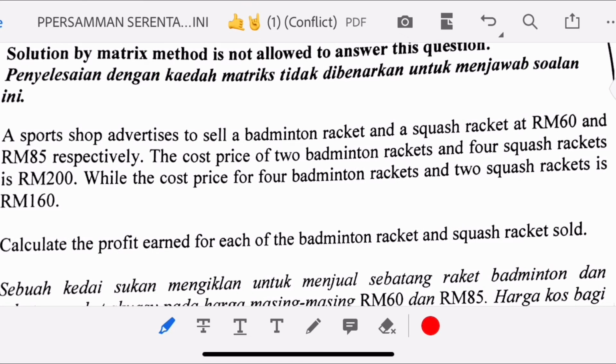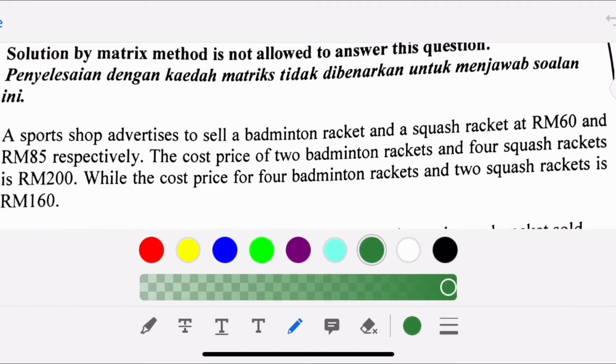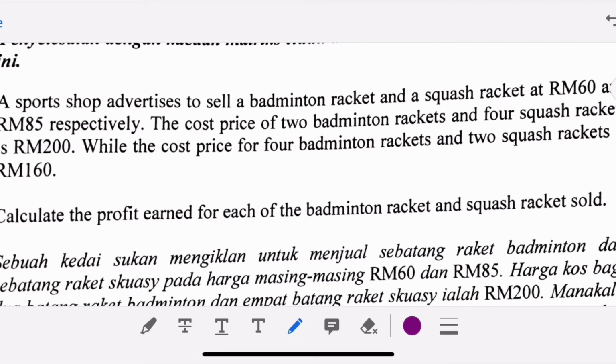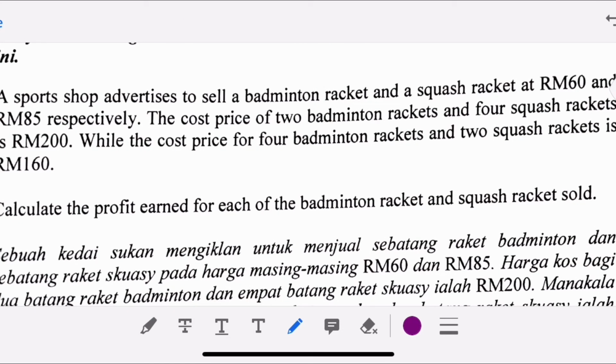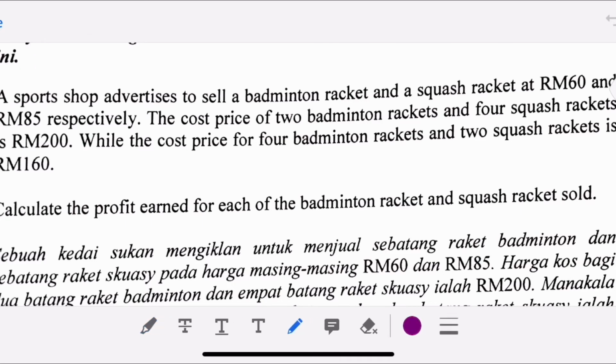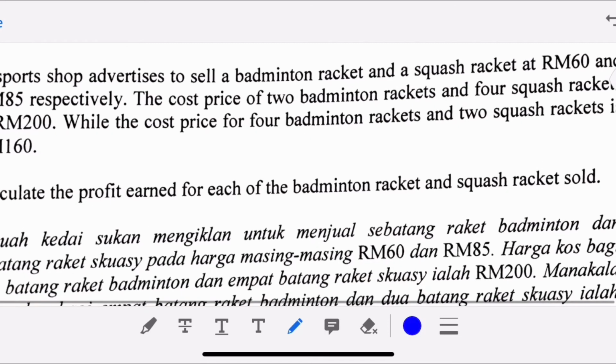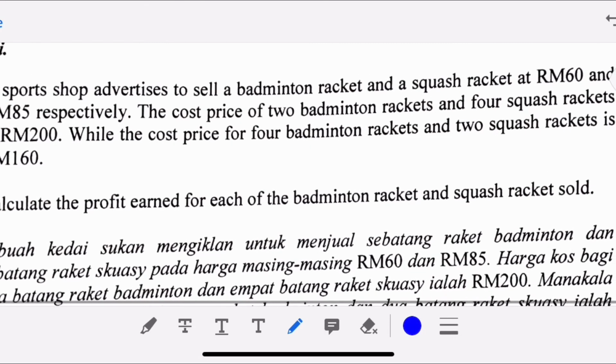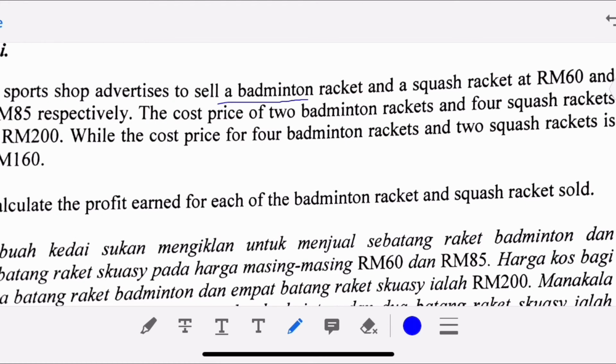Okay, let's see how to do. Now for this question, basically when you read, you have to highlight. Remember what I say? Now let's go to the question and find the important keywords that we need to assign the unknown. So take out your highlighter. First of all is a badminton racket, right? So we assign that as X. And then the squash racket is Y.